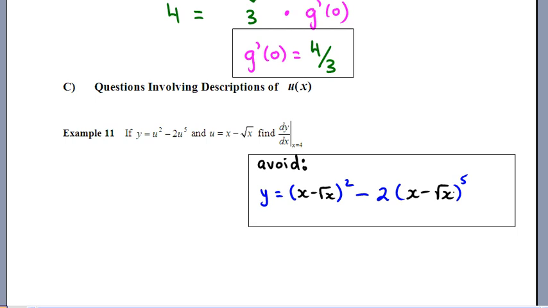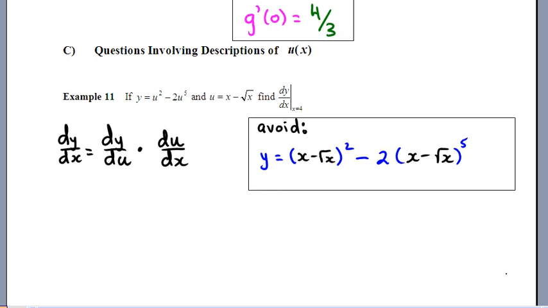On a question that's not too bad, you want to figure out the game plan. That way you'll be ready to go. And here is the game plan. If you're trying to find dy/dx, you can get there by going dy/du and then du/dx. That's the chain rule. Okay, this is my plan then.